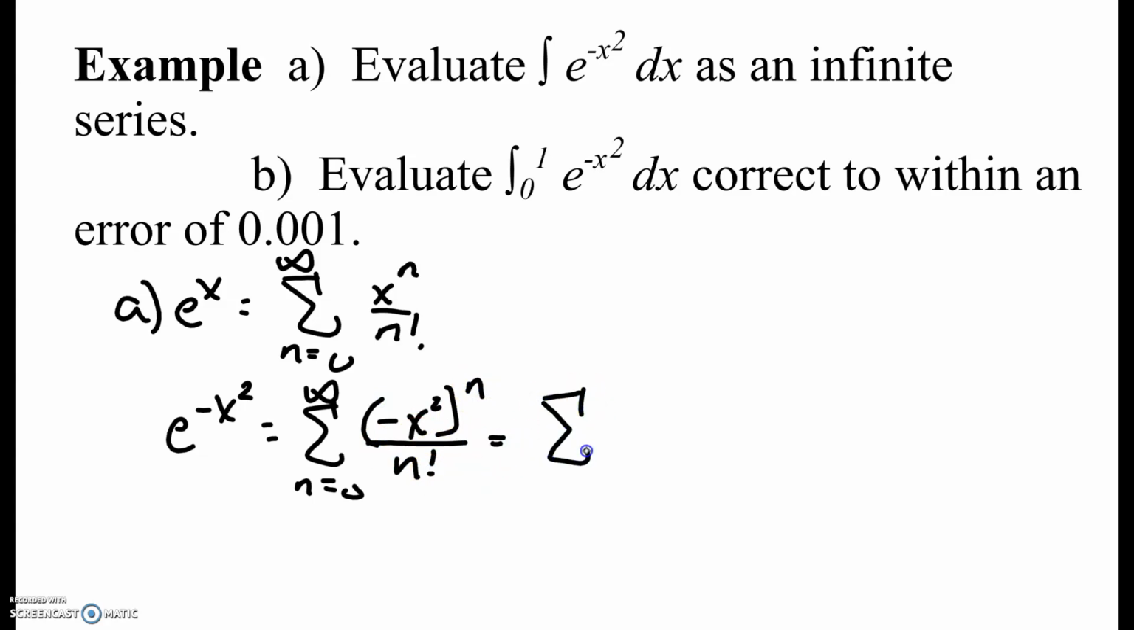And we can use the properties of exponents and rewrite this as negative 1 to the n times x to the 2n over n factorial.